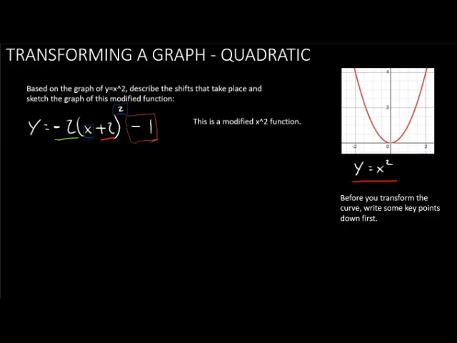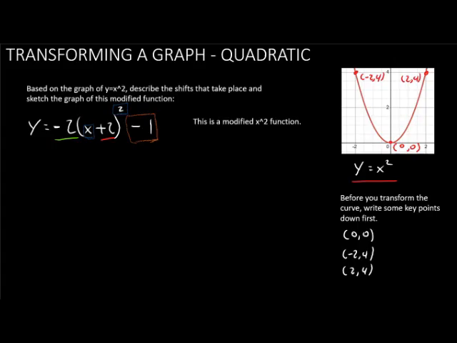We can see that the vertex of this graph is at (0, 0), which I'm marking with a red dot. We can also see that there are symmetric points on the left and the right. On the left, our point is (-2, 4), and on the right, we have (2, 4). We'll write down those points now.